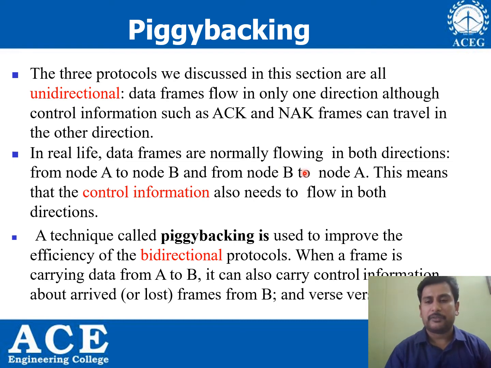So this means when A is sending data to B, B has to acknowledge. Similarly, when B sends data to A, A has to acknowledge. So along with the data, the control information also flows in both directions. So we are trying to adopt a technique called piggybacking to improve the efficiency of these bidirectional protocols. Bidirectional protocols are those set of protocols in which the communication happens in both directions. Data will travel in the 2 directions.